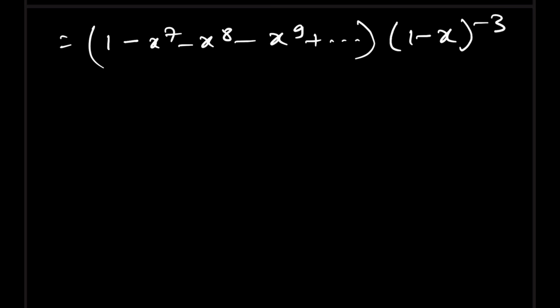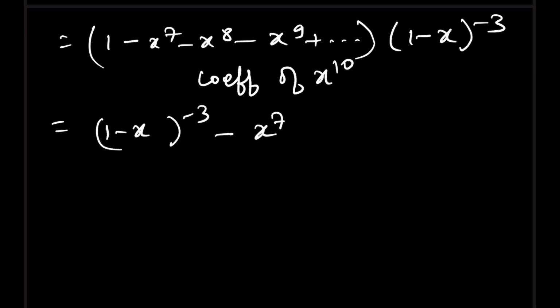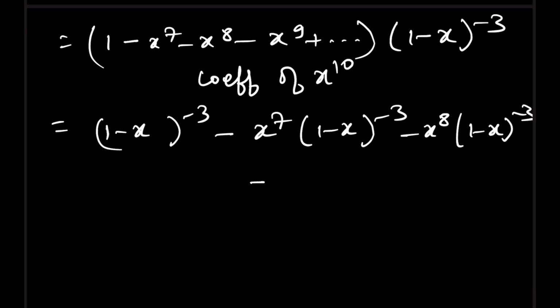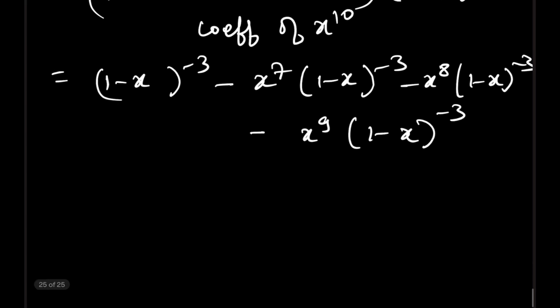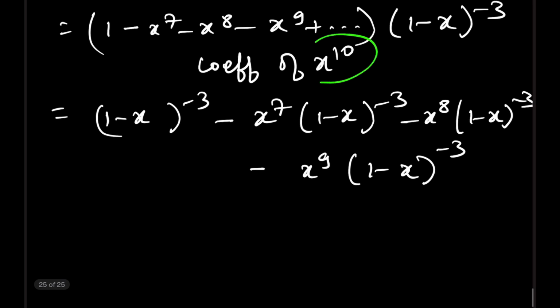So we have (1 - x^7 - x^8 - x^9 + ...) times (1 - x)^(-3), and you have to find the coefficient of x^10. We will multiply it from inside, so it gives us (1 - x)^(-3) minus x^7 (1 - x)^(-3), then minus x^8 (1 - x)^(-3), and then minus x^9 (1 - x)^(-3). Here you have to find the coefficient of x^10.